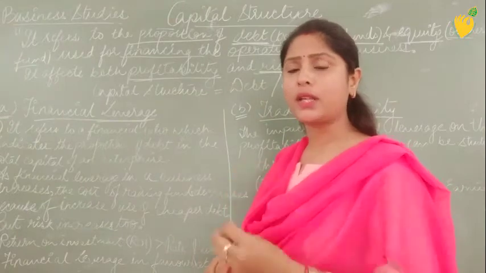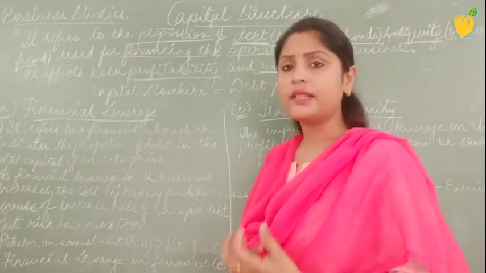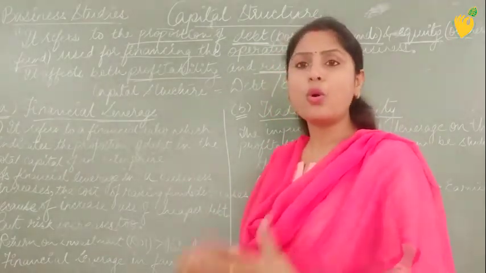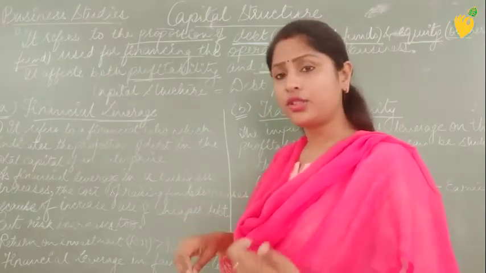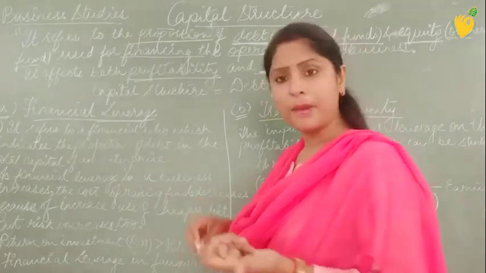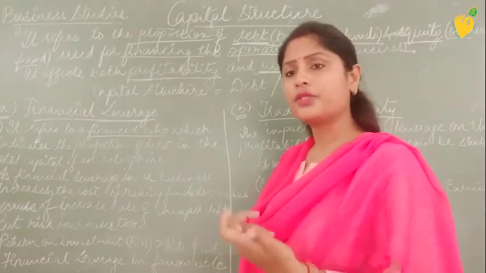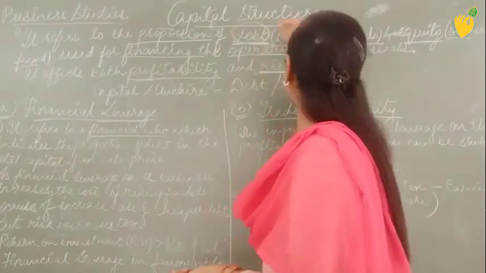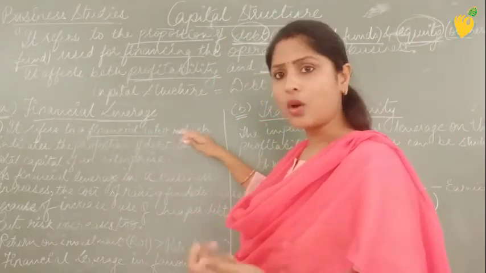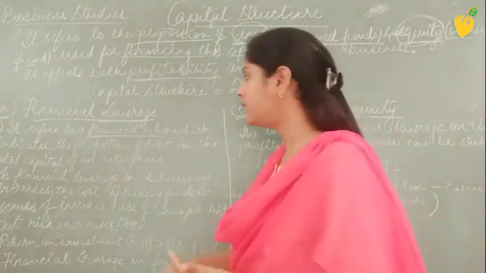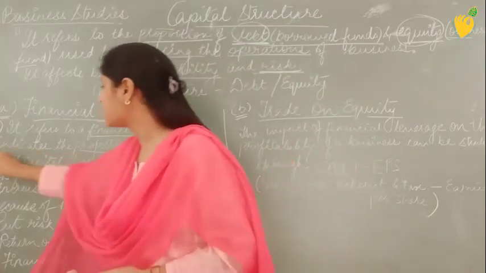Again, when we are talking about the funds coming and the organization using those funds, definitely it will give more advantage, more benefits to the organization. So how will the organization take the advantage? By preparing a financial ratio, right? A financial ratio which is going to be the combination of debt and equity. So it refers to a financial ratio which indicates the proportion of debt in the total capital of the enterprise.